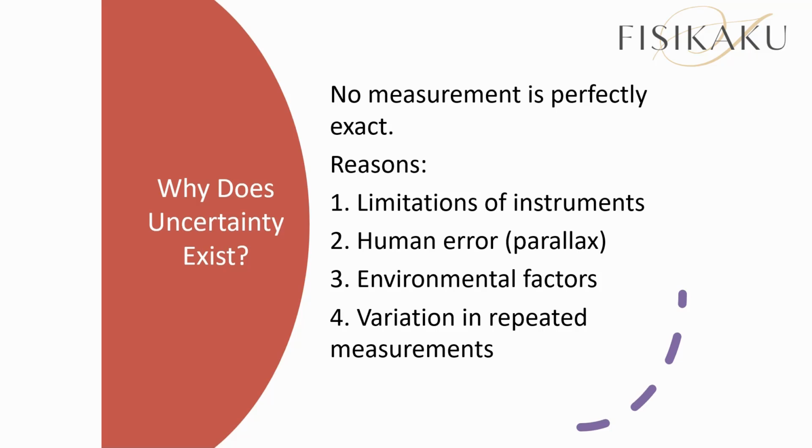First, limitations of instruments. Every measuring device, from a simple ruler to a sophisticated digital balance, has a smallest division it can read. For example, if a ruler is marked in millimeters, we cannot claim to measure beyond that precision. Second, human error. When we read scales with our eyes, we might not align them perfectly. For example, parallax error occurs if we look at the scale from an angle.